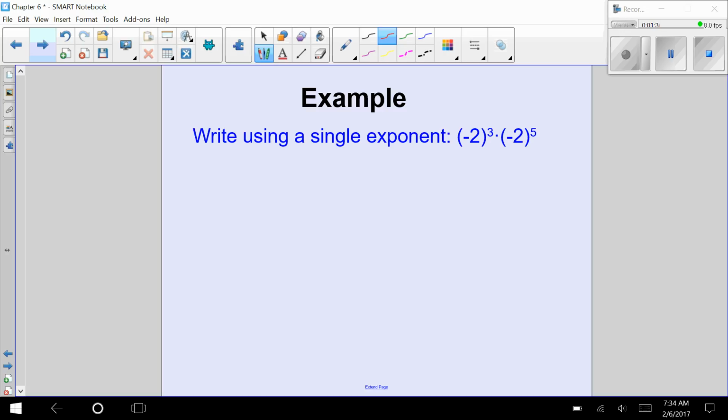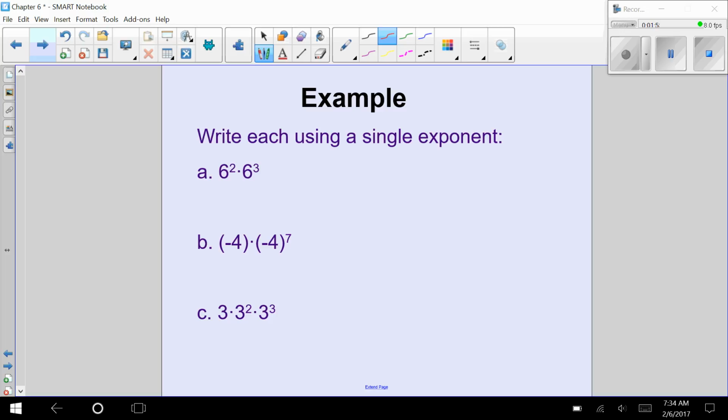So let's practice writing with a single exponent. We've got the same base, so negative 2 times negative 2, so our base is going to be negative 2. Notice that it's given in parentheses, so my answer has parentheses. I add my exponents. 3 plus 5 makes 8. There's my answer, negative 2 to the 8th power. Try these three. Write them using a single exponent.